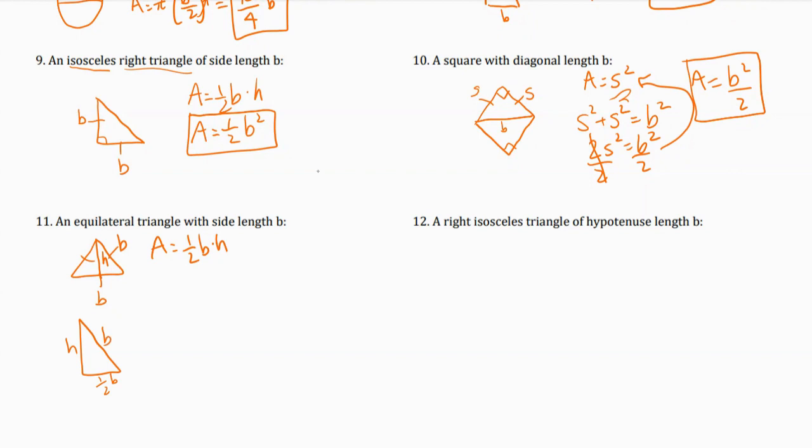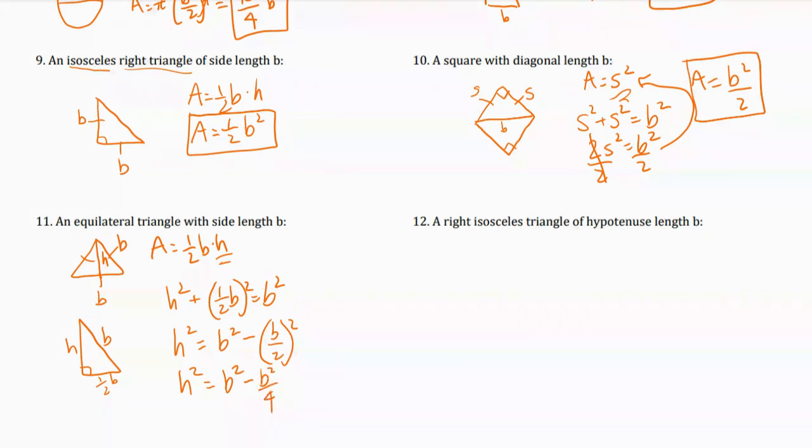This is H and this is B. And I could just use the Pythagorean theorem. So H squared plus 1/2 B squared is equal to B squared. I'm solving for H to be able to plug it in here. So H squared is equal to B squared minus B over 2 squared. H squared is equal to B squared minus B squared over 4.